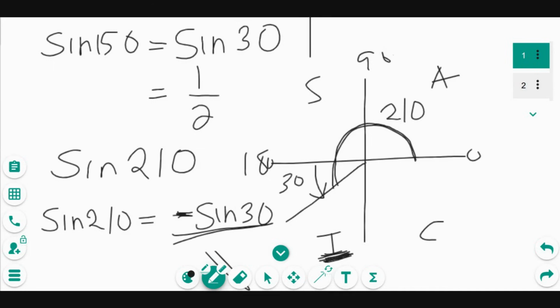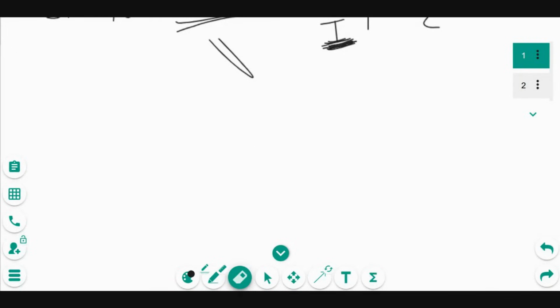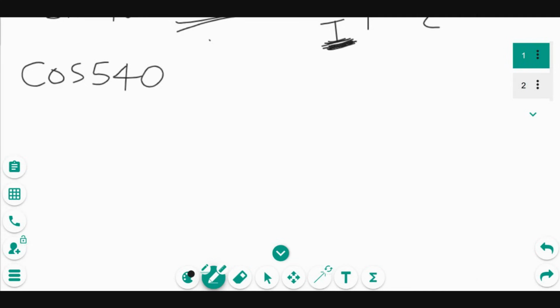Okay, so one more on this, and we of course get into others. A chance for you to understand if you have been left behind. I want to measure the cosine of 540. I want to know the value of cos 540. Okay, cos of 540.